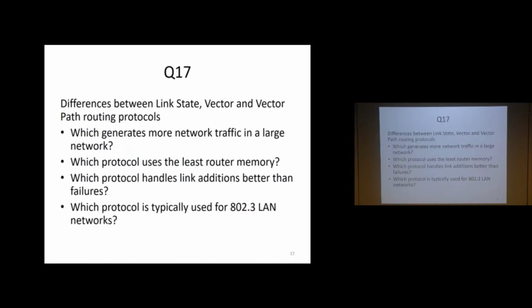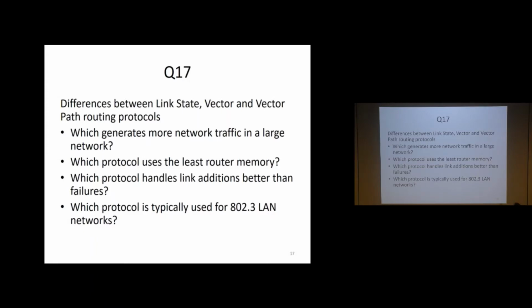Okay, 17 just talks about the differences between link state, distance vector, and path vector. Remember, we had link state and distance vector, and then I introduced the path vector protocol, in which you just include the paths in addition to the distances. I want you to think about this. Which generates more traffic, which uses least memory, which can handle link additions and failures. So this again just involves some thinking. Maybe one way to work on these problems is to get into a group and discuss. Remember, there's no right answer really. It's not about memorizing that this is the answer for this.